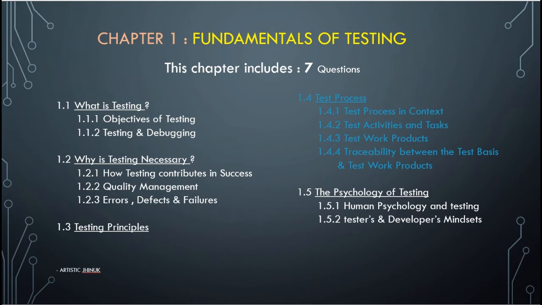The fourth topic is the test process, which explains the processes that must be carried out while performing testing. We have 4 subtopics. First is test process in context. Second, test activities and tasks. Third, test work products. And fourth, traceability between the test basis and test work products. These topics will be far easier to learn when you go through our later detailed videos, so don't worry about these new terms, if any.